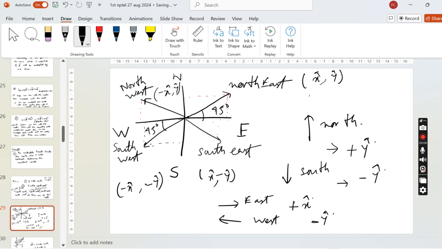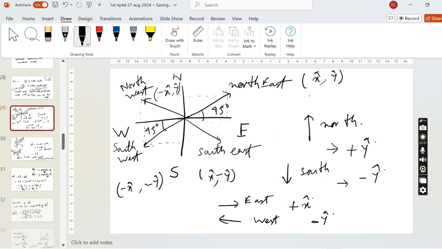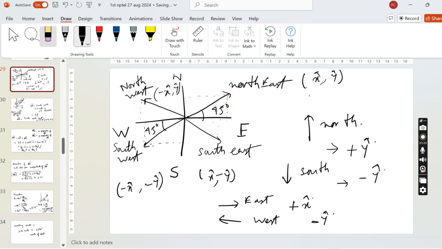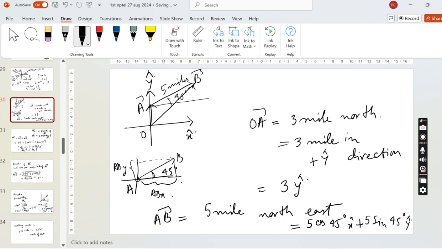So north is considered positive y direction, south is considered negative y direction, east is considered positive x direction, and west is considered negative x direction. Positive x is east, positive y is north, for north-south kind of calculation. So here we need to go 3 miles north, which is OA in the y direction, and AB is 5 miles in the northeast direction.